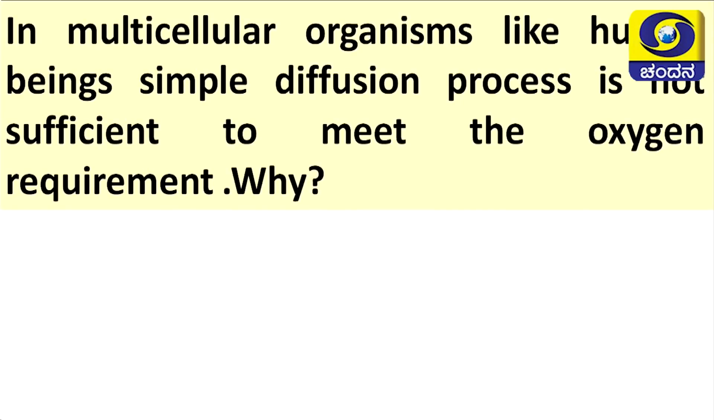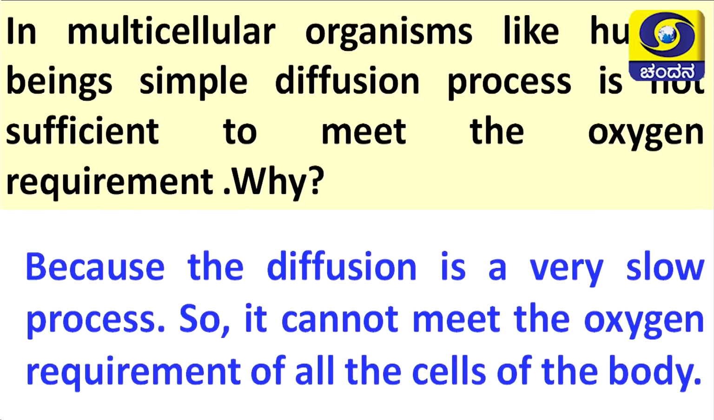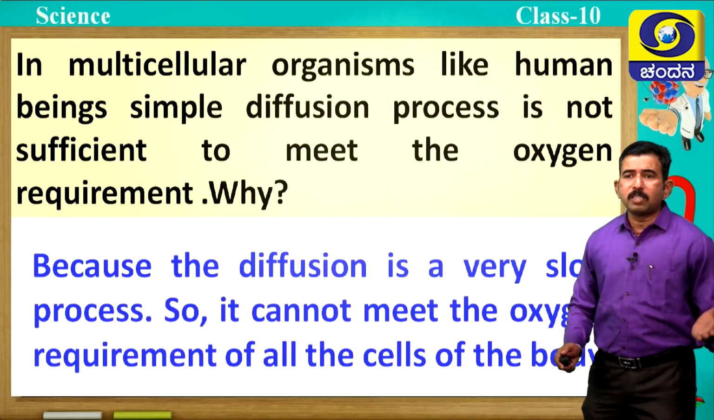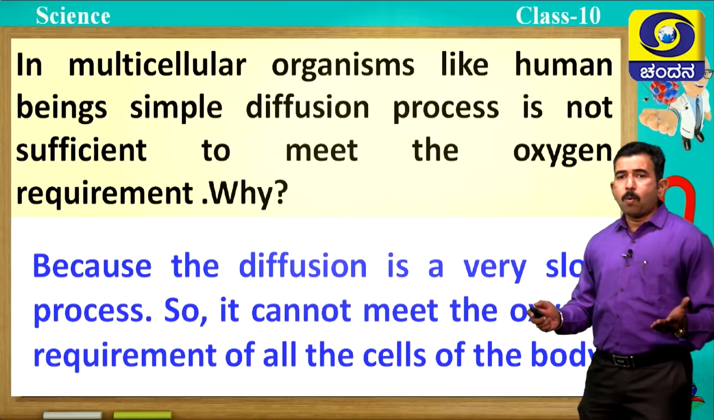In a multicellular organism like human beings, simple diffusion is not sufficient to meet the oxygen requirement. What is the reason? Because diffusion is a very slow process. Multicellular organisms like human beings are made up of millions of cells. So simple diffusion is a very slow process. It cannot meet the oxygen requirement of all the cells of the body. Hence, in a multicellular organism, simple diffusion is not sufficient to meet the oxygen requirement.